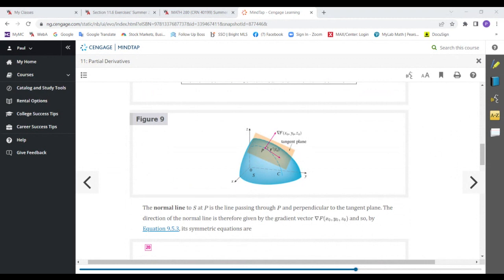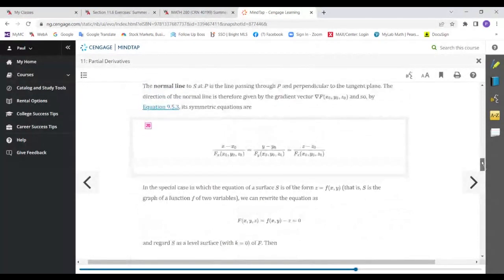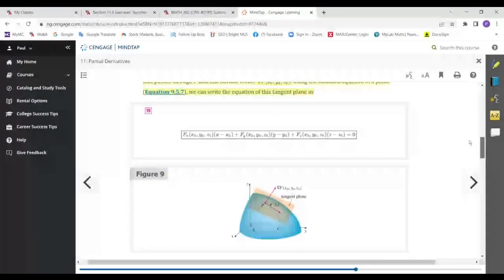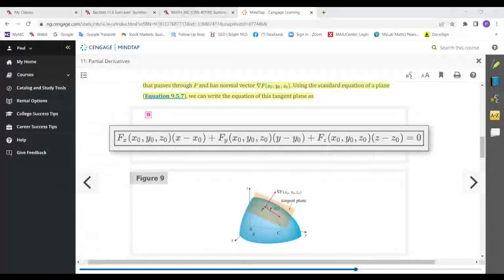So remember, the gradient vector is perpendicular to the curve at point P, so it's perpendicular to the plane. And so the A, B, and C, if you remember the equation of a plane, you have A times x minus x0, plus B times y minus y0, plus C times z minus z0 equals 0. The A, B, and C can be replaced by the components of the gradient vector. And so what you end up with then is this equation here that gives you the equation of the tangent plane.